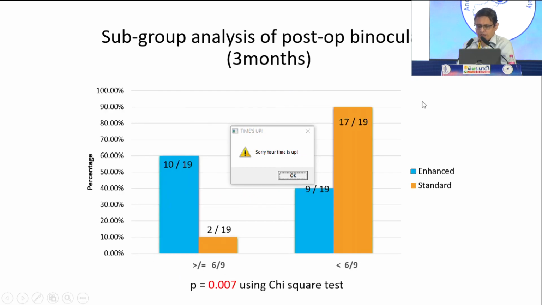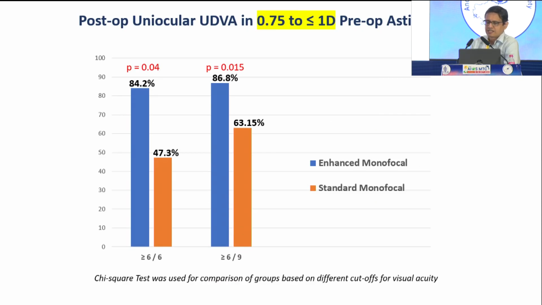Now, we also tried to differentiate between patients not just on the basis of logMAR visual acuity, but on the basis of how many lines of vision they have, and this is where the two lenses separated in terms of results. Almost 50% of the patients with the enhanced monofocal lenses had 6/9 or better vision binocularly, whereas only about 10% of patients with monofocal lenses had this vision.